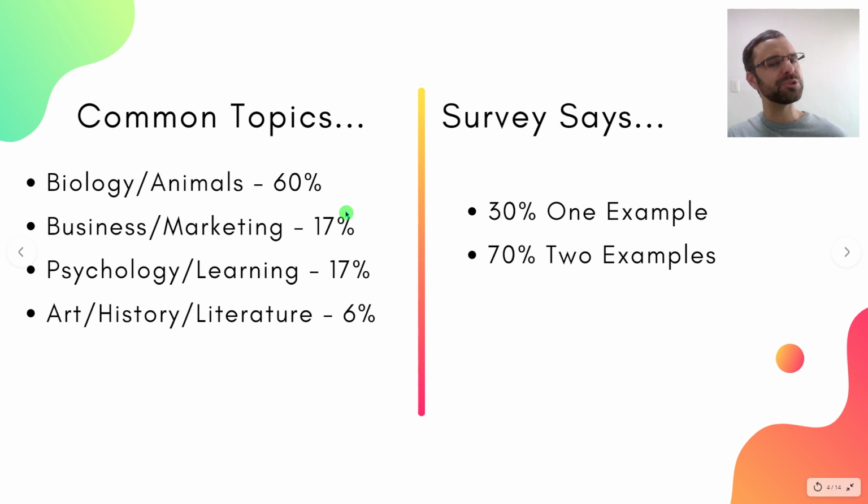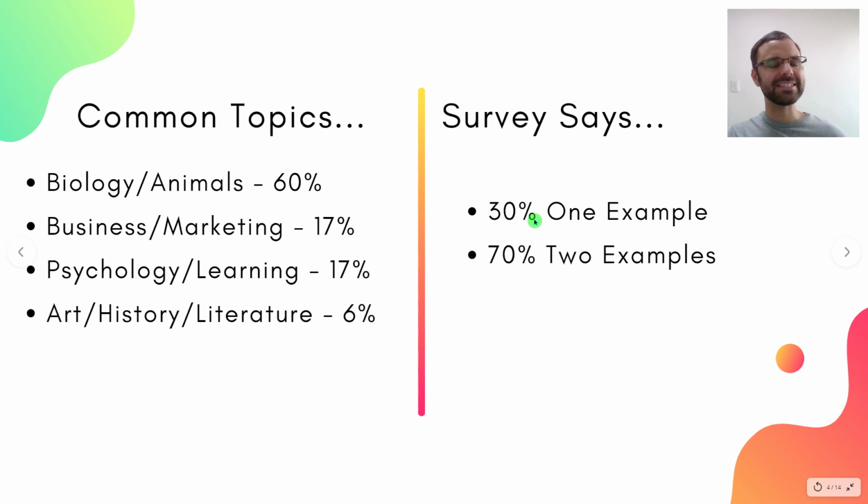However, 17% of them said they got something related to business and marketing. Another 17% said they got something related to psychology or learning, and 6% said they got something kind of related to art, history, or literature. Now, this list is not exclusive. You could totally get something else. However, these are the most common subject areas.